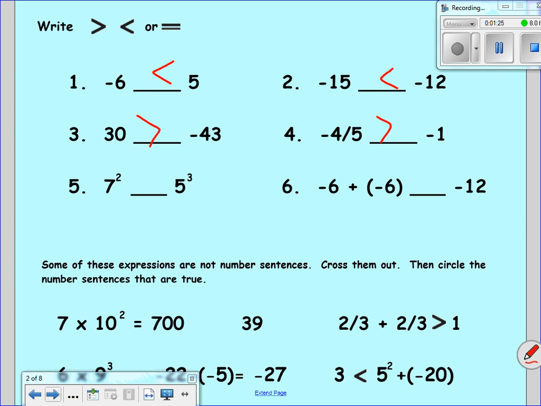Look at the next one. 7 to the second power. It does not equal 14, kids. It equals 49. 5 to the third power. What does this equal? Well, we know 5 times 5 is 25, times another 5 is 125. So we know that one is bigger. Take a look over here. -6 plus -6 gives me a -12. -12 and -12, they're equal to each other.